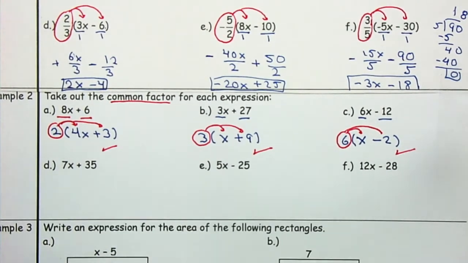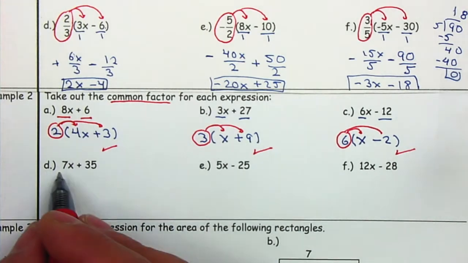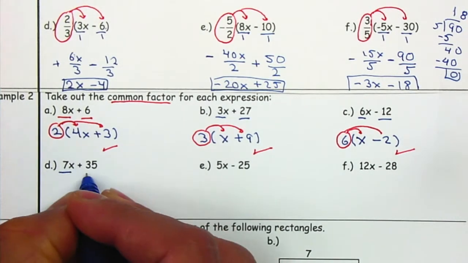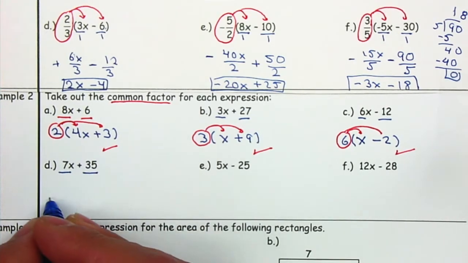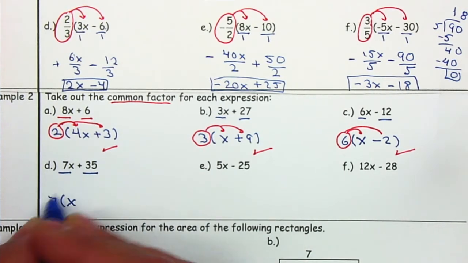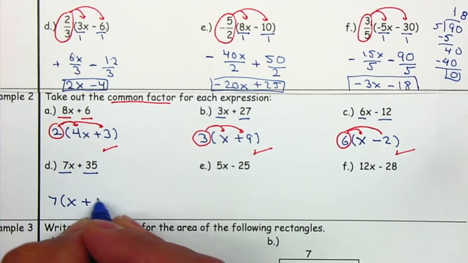Letter D. We have 7x plus 35, so what is the biggest number that divides 7x and 35? 7. Open your parentheses. What do I need to multiply 7 to get 7x? X. What do I need to multiply 7 to get 35? Positive 5.